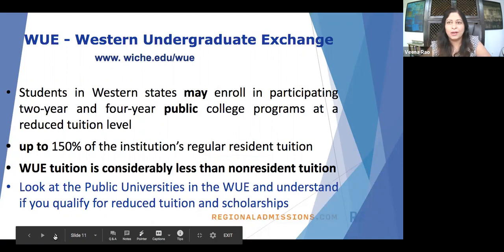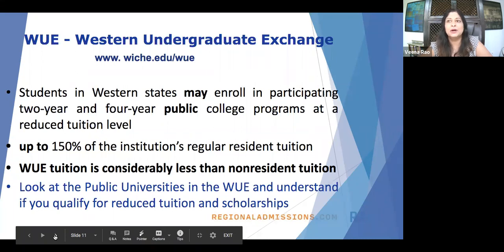But there are programs sometimes, for instance competitive programs like nursing and engineering, that are not open for a WUE tuition discount at some schools. At some schools, it doesn't matter what you want to major in, they will offer you the discount anyway. And the WUE tuition discount, in some cases, works out to be a lot cheaper than attending even a California in-state university, because the cost of education at some of these Western universities is lower because of their location, for instance.